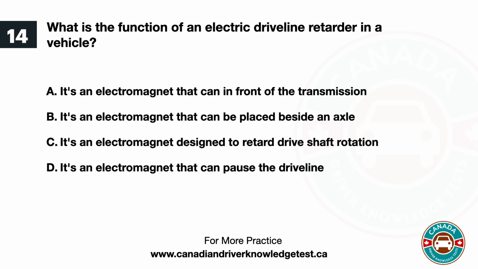Question 14. What is the function of an electric driveline retarder in a vehicle? A. It's an electromagnet that can be placed in front of the transmission. B. It's an electromagnet that can be placed beside an axle. C. It's an electromagnet designed to retard drive shaft rotation. D. It's an electromagnet that can pause the driveline. The answer is C. It's an electromagnet designed to retard drive shaft rotation.